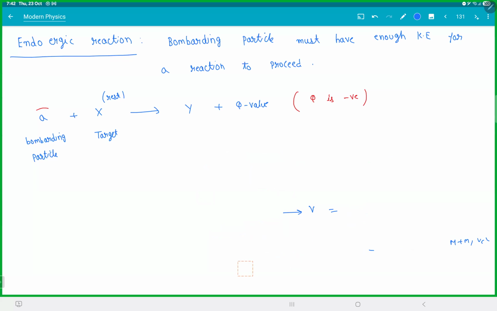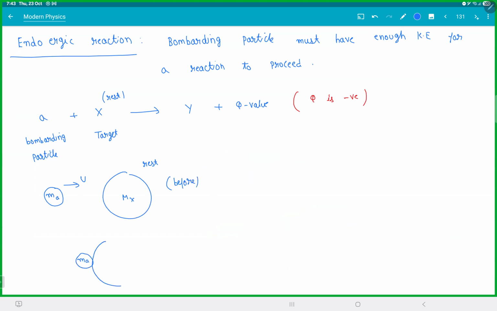So when you're going and colliding with the nucleus, your entire energy cannot become Q value because momentum will not be conserved then. So let's take it in terms of collision. So we have particle MA, which is going with some speed u. We have a target here, MX, which is at rest. This is the scenario before collision.